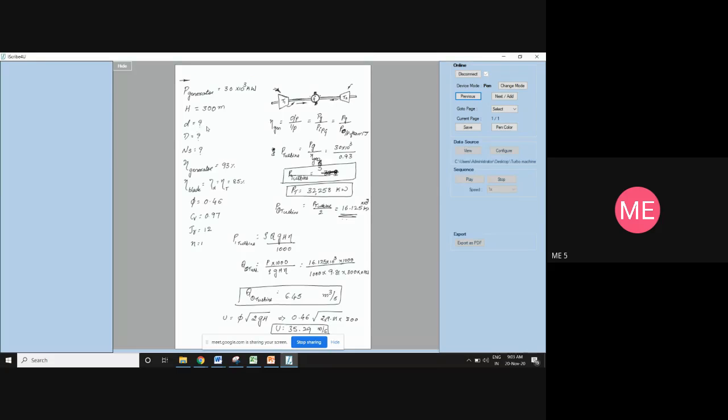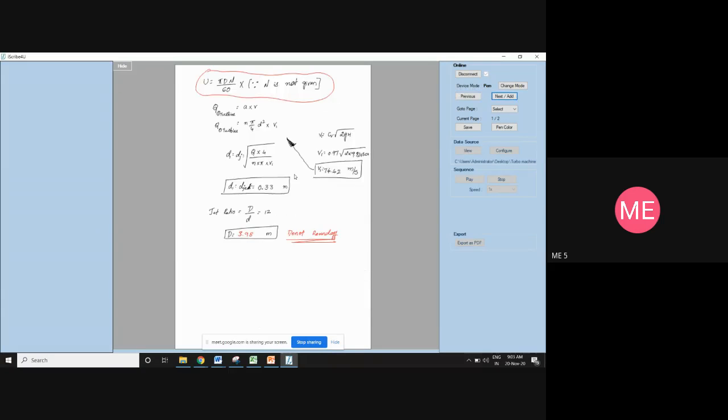So the diameter of the jet is finished. Diameter of the rotor is finished. Now we'll go for the specific speed of the turbine. What is the specific speed formula? Remember that we did it in the first chapter. There are two specific speeds: one is for power absorbing machines and one is for power generating machines. What is the specific speed for power generating machines?